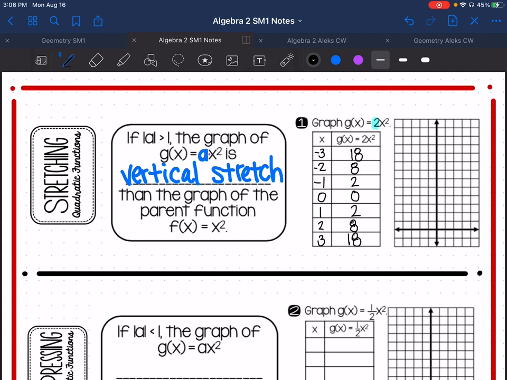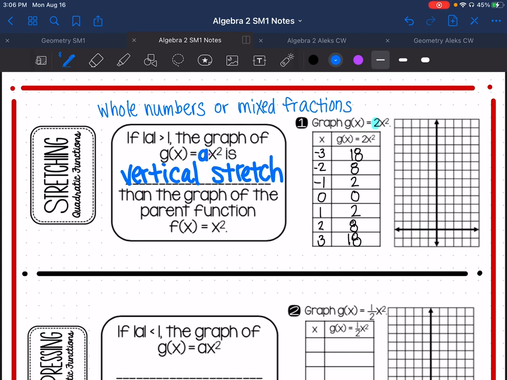Now, what's going to happen here for your a value? Since they are greater than 1, the absolute value, they are going to mainly be seen as whole numbers, 1, 2, 3, 4, 5, or you will see them as mixed fractions, like 5 over 4, 6 over 5, where the numerator is a little bit bigger than the denominator.